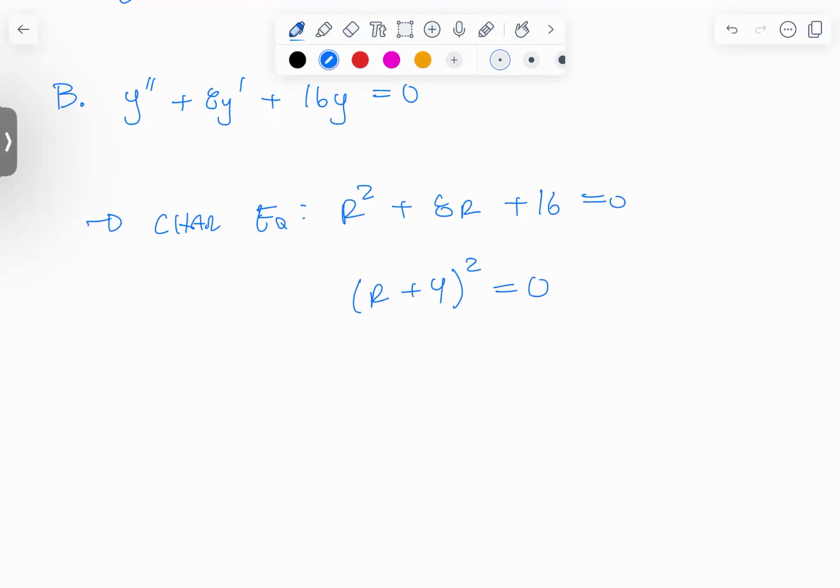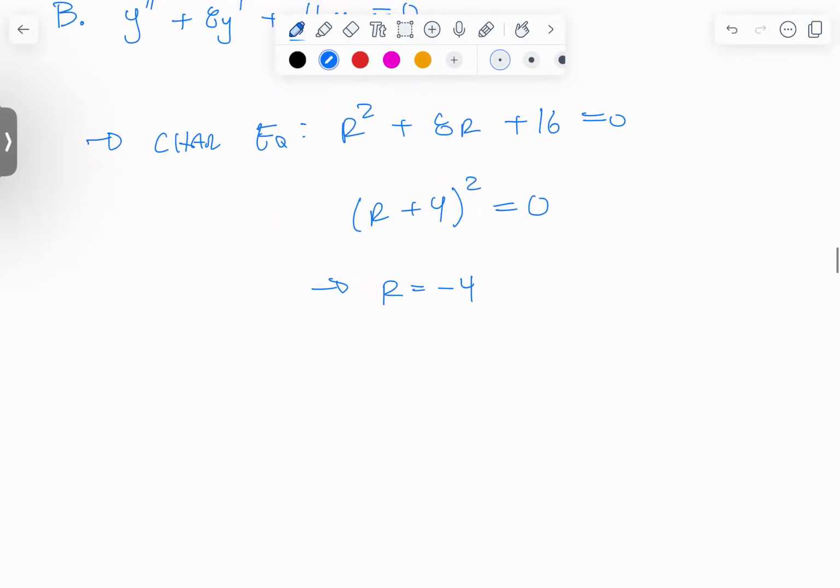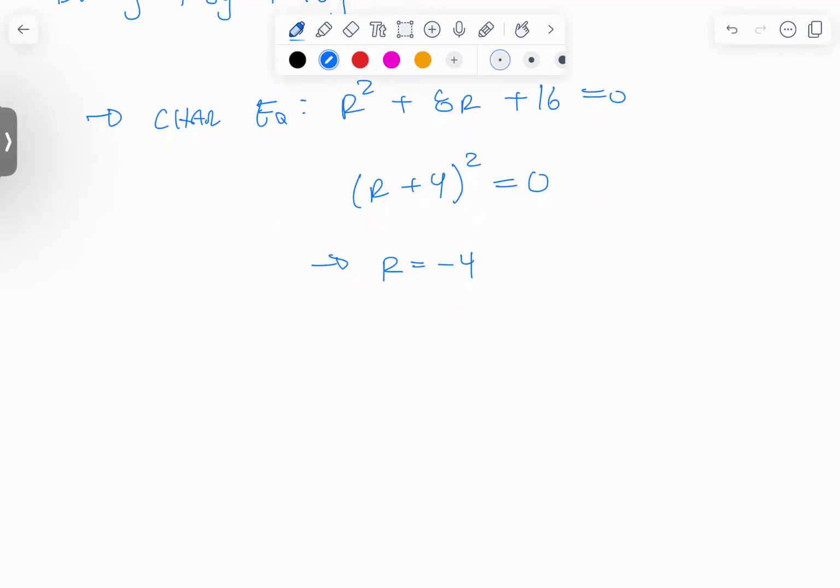Once again, easily factorable. R equals -4. Actually, I think we're looking at all three cases, right? A, B, and C. We have all three cases of the possible variations of the quadratic, right? So when I have R equals -4, this is the double root case. My complementary equation, I'll start that out.